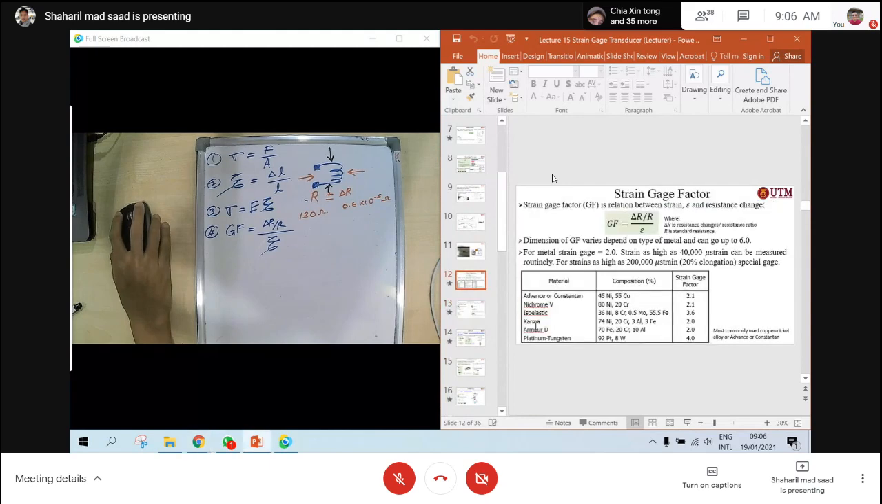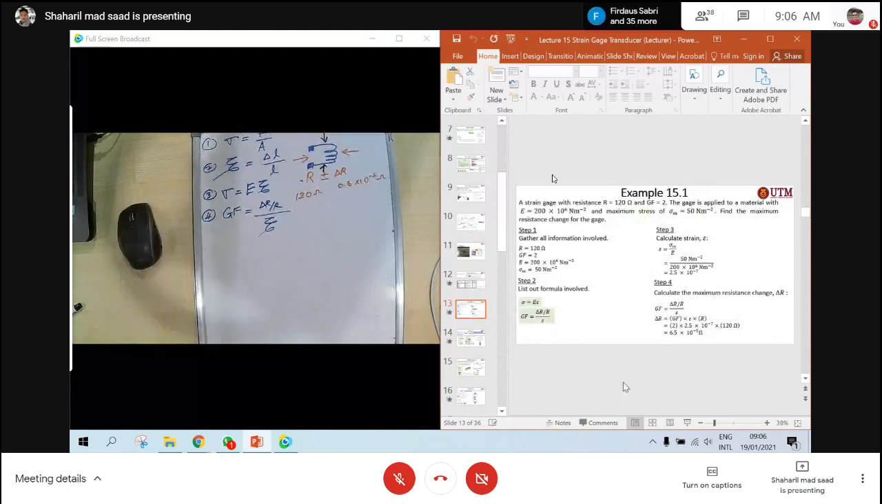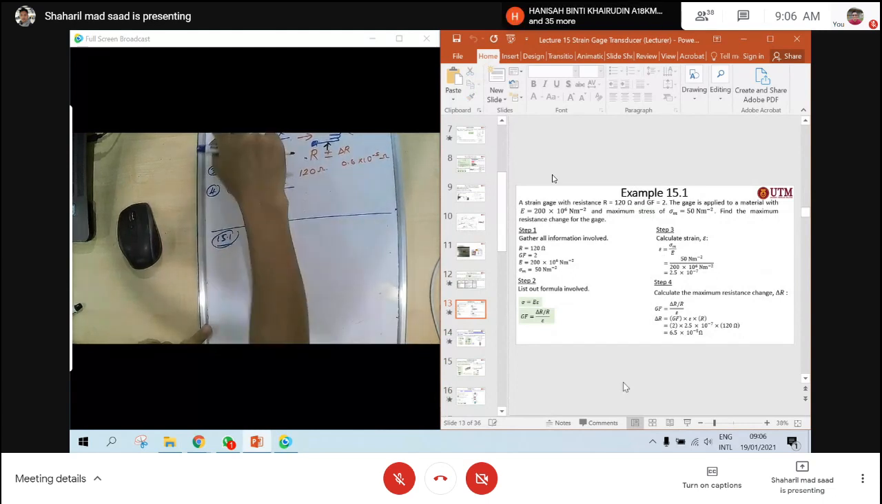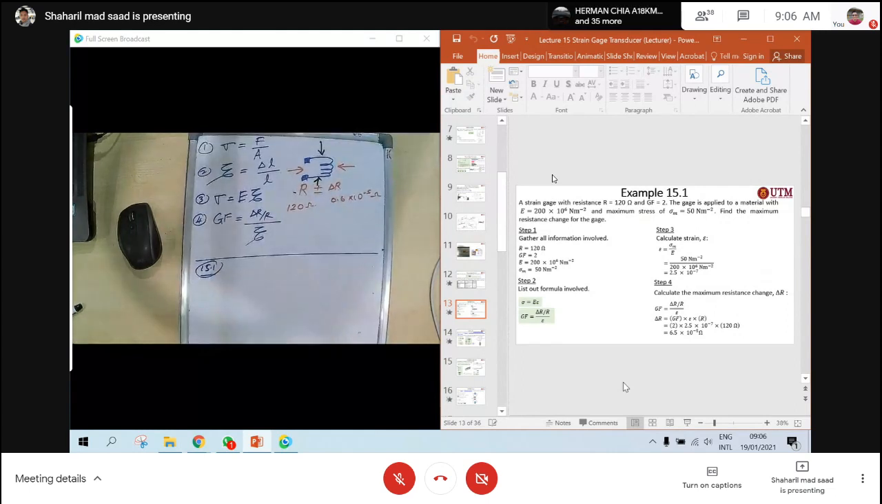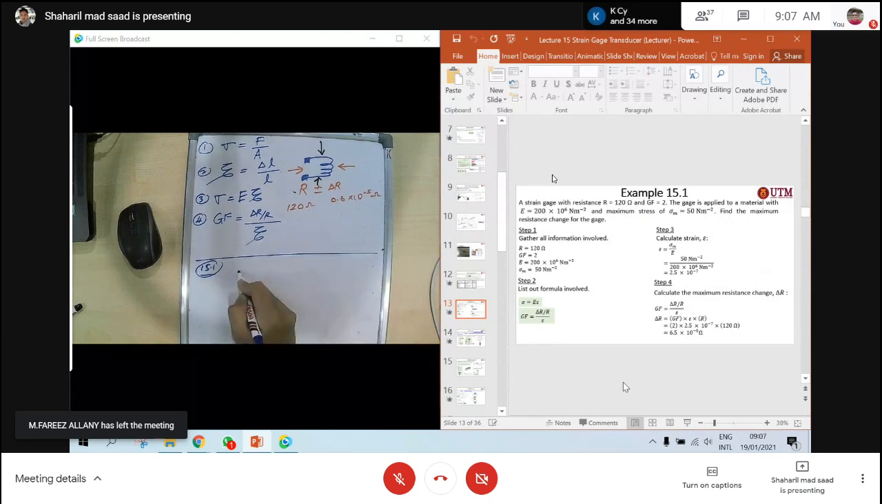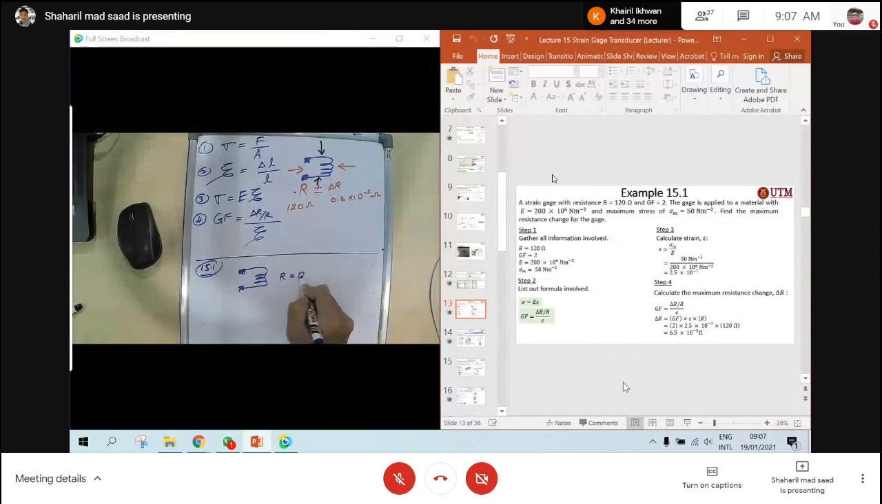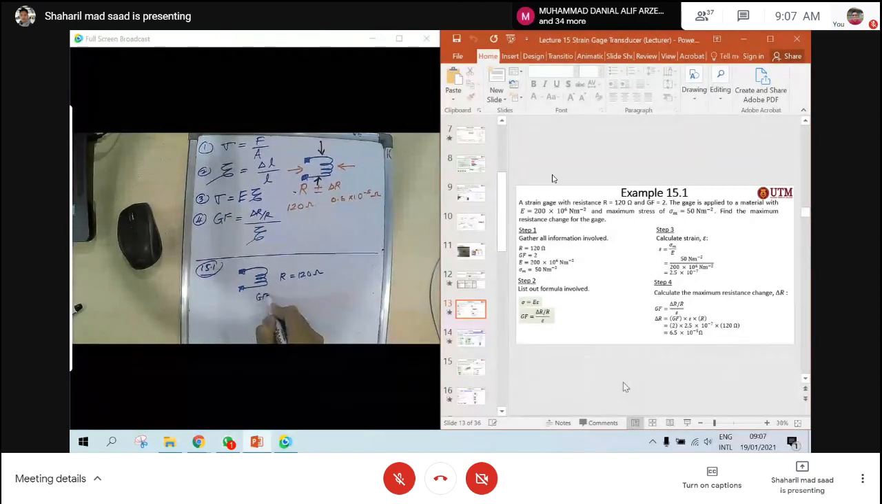Next, example 15.1. This one is quite simple, I think. Right now we have learned four formulas. Example 15.1: a strain gauge with resistance R equal to 120 ohm and gauge factor equal to 2. So you just draw the strain gauge. This is your strain gauge. The R is equal to 120 ohm, and the gauge factor is equal to 2.